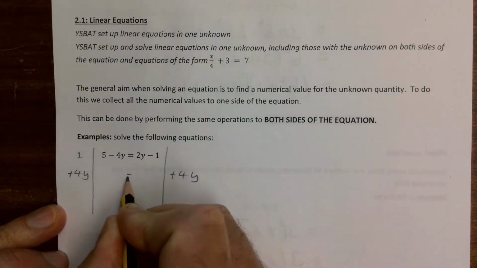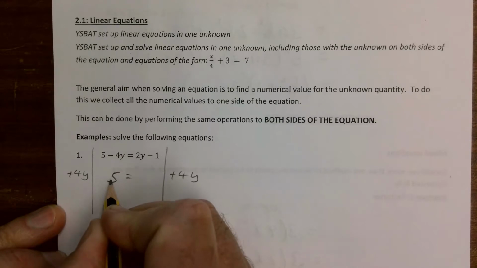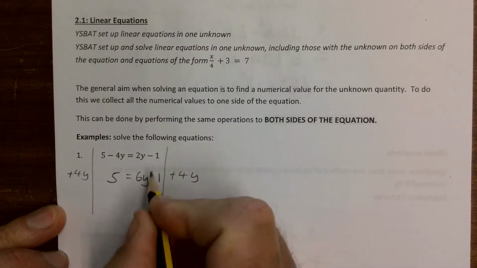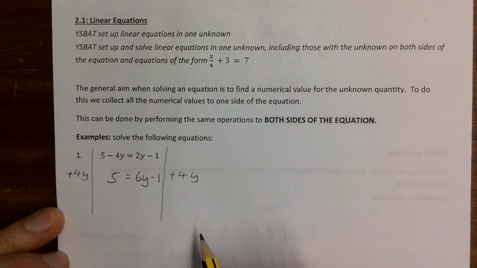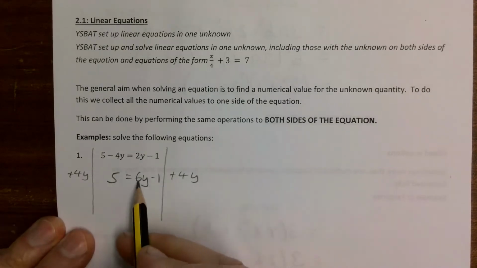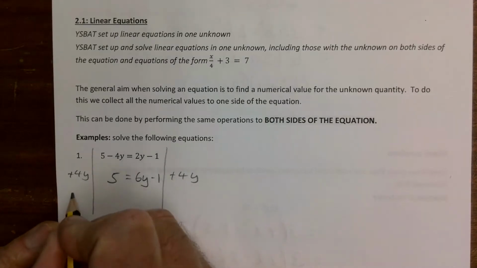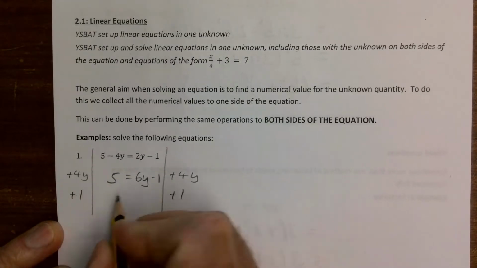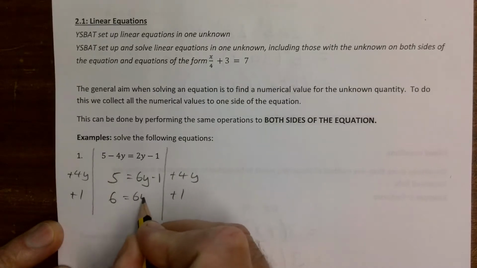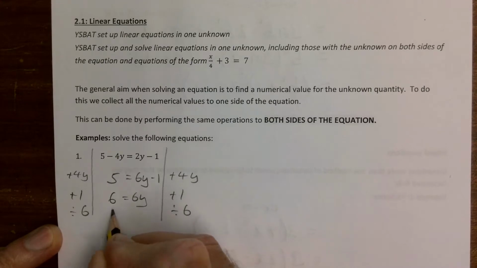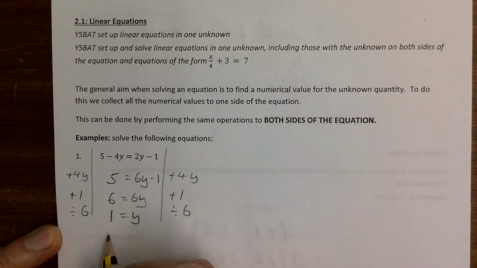If we add 4y to both sides, we end up with a 5 here, and we end up with a 6y minus 1. I know the y's on the wrong side, but that's okay, we can change that later. I then think we should try and get the y on its own. So we want to get rid of the 1, and we want to get rid of the 6, so I'm going to add 1 to both sides. That gives me 6 equals 6y, and then hopefully most people realise we want to divide by 6 to get 1 equals y, or y equals 1, finally written the right way around.